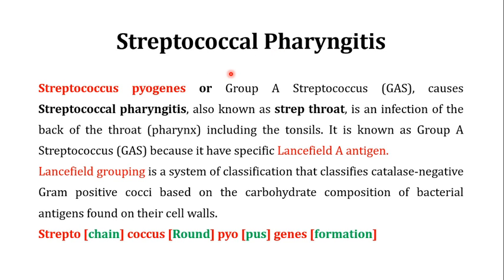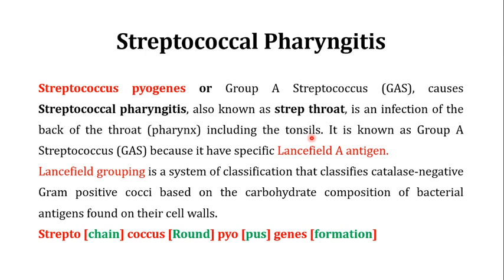Now this streptococcal pharyngitis is actually caused by Streptococcus pyogenes, which is also known as group A Streptococcus, or for short, GAS. So the Streptococcus pyogenes, or the GAS, is actually responsible for causing streptococcal pharyngitis. And again, streptococcal pharyngitis is an infection of the pharynx, including the tonsils.